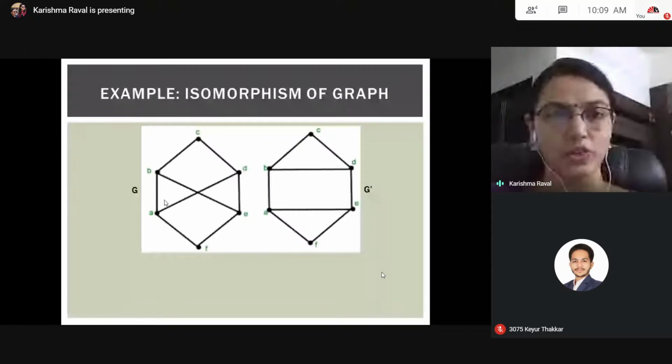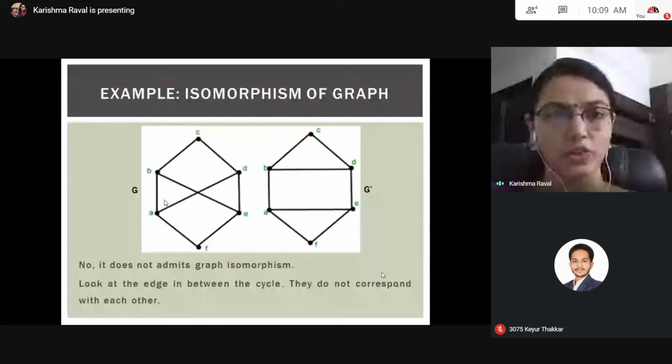The next example is of a non-isomorphism. Here it is not a graph isomorphism because you can clearly see that the edge between B and E in graph G is not there in G dash. The edges in the cycle do not correspond with each other, and so these two graphs G and G dash are not isomorphic to each other.